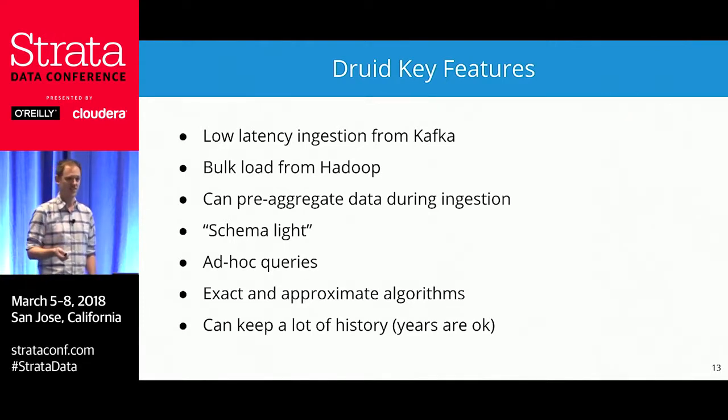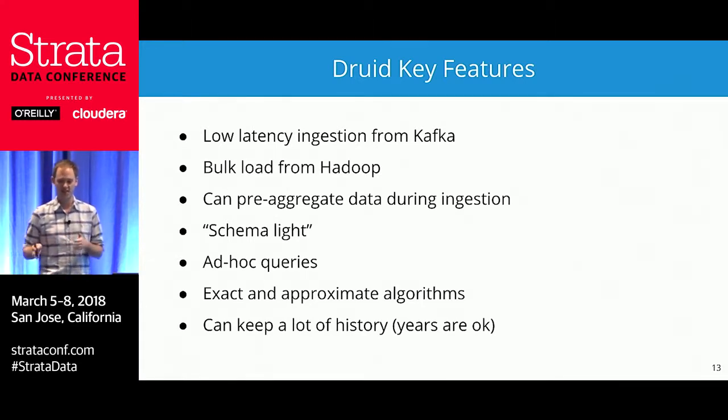So at least what I see as the key features of Druid are the following. There's low latency ingestion from Kafka. We have very tight integration with Kafka, and we can ingest from Kafka in real time. You can bulk load from Hadoop as well. So we're integrated with both Kafka and Hadoop. So it really fits into the big data ecosystem.